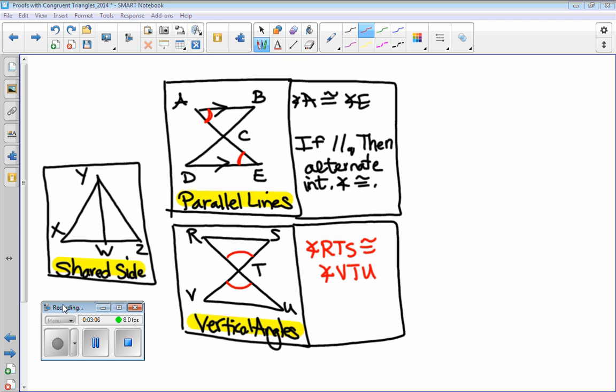And so anytime you're given a picture with a set of vertical angles, we can say that they're congruent. So I have RTS and BTU, and the reason for that would be the vertical angle theorem, or you could just say vertical angles are congruent. I would accept either, okay, the vertical angle theorem, or just what the theorem says, vertical angles are congruent. Doing okay so far? So you should just have these on either side of your flip chart here.